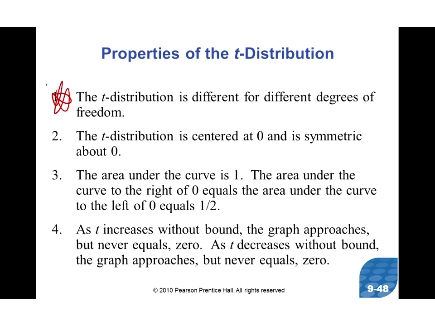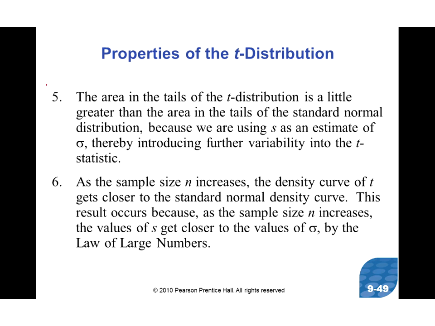Again, the area under the curve is equal to 1. And it's symmetric. So even though it spreads out longer in the tails, at 0, half is below, half is above. And the last one: as T increases or decreases, the graph will approach but never equal 0. The area in the tails is a little bit bigger for the T distribution, which we saw because the tails went out.